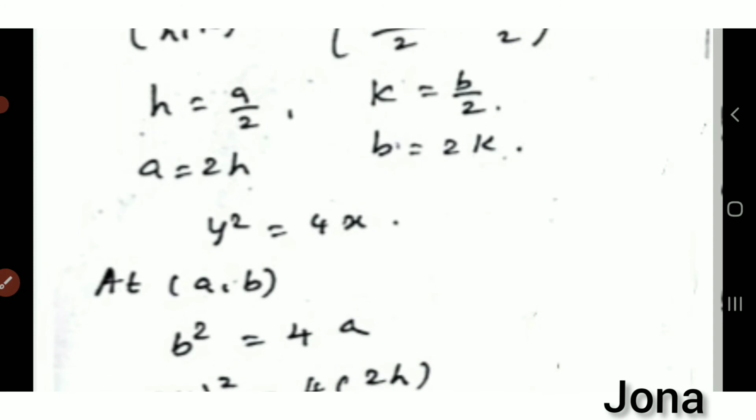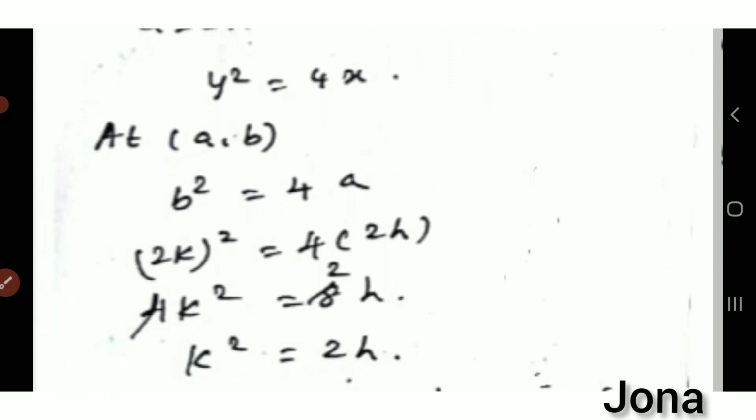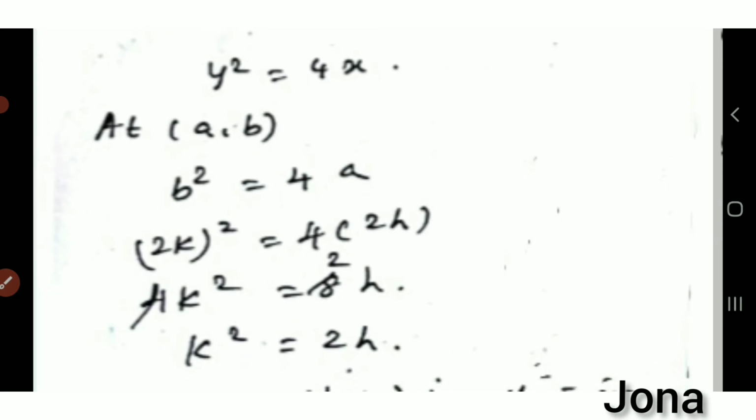The given equation is y square equal to 4x. So, at a comma b, we can write this equation as b square equal to 4a. So, b is 2k, so 2k the whole square, 4 into a is 2h here. Then, if you simplify, we have 4k square equal to 8h. Cancel these two, so that we have k square equal to 2h.